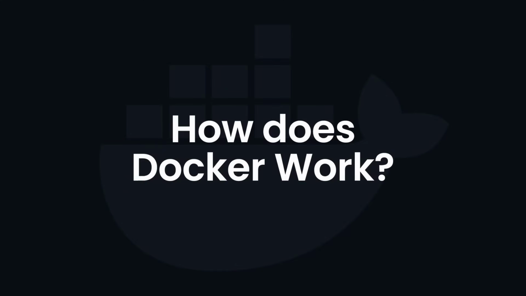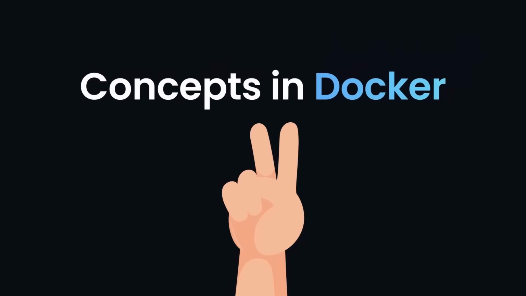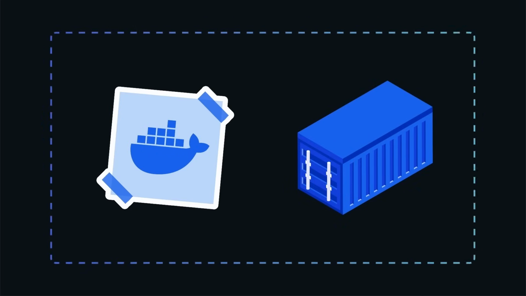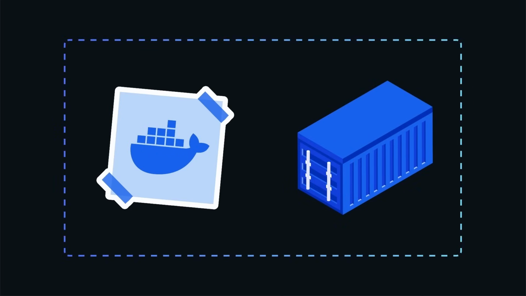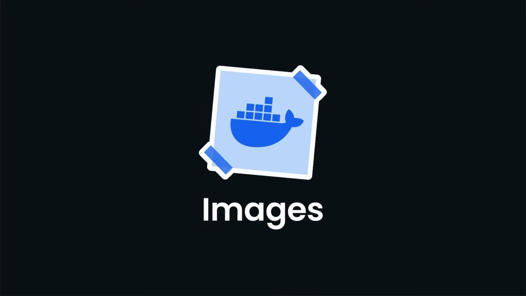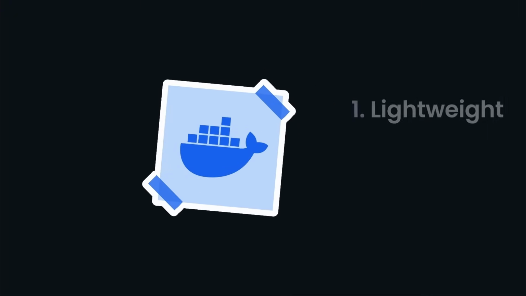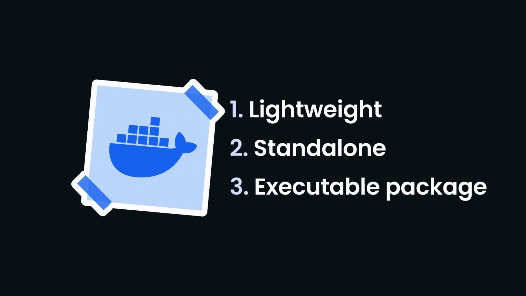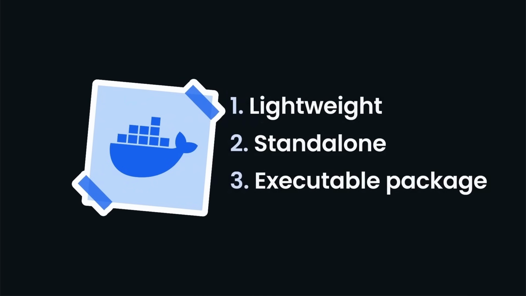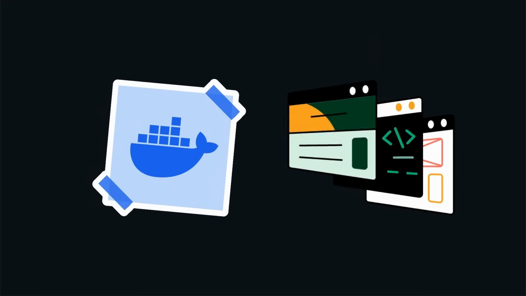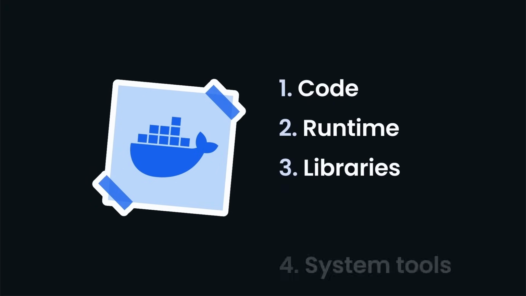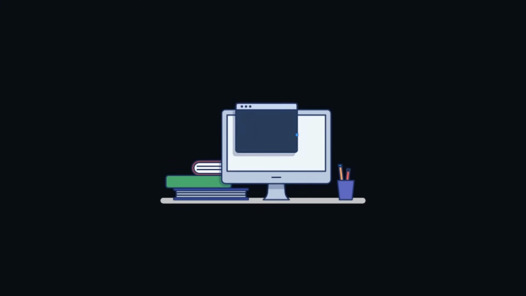How does Docker work? There are two most important concepts in Docker: images and containers, and the entire workflow revolves around them. Let's start with images. A Docker image is a lightweight, standalone, executable package that includes everything needed to run a piece of software, including the code, runtimes like Node.js, libraries, system tools, and even the operating system.